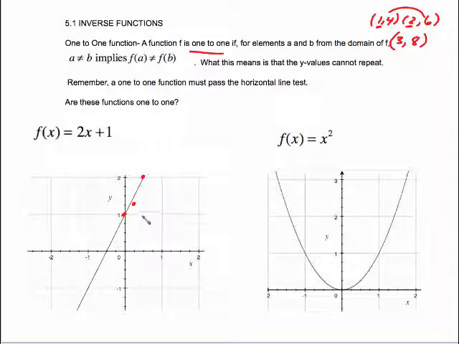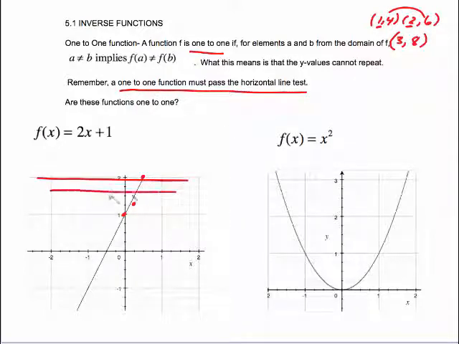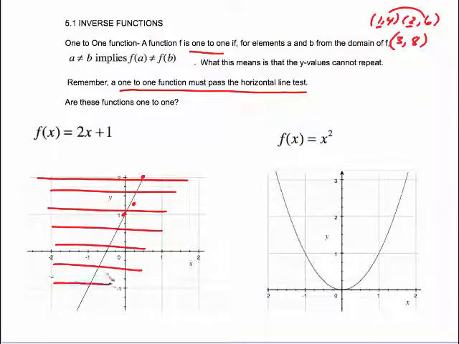And one way we know that the function is one-to-one without looking at the ordered pairs is that a one-to-one function must pass the horizontal line test, which says any horizontal line you draw can only cross the graph once. And that is the case with this. So this function is one-to-one.